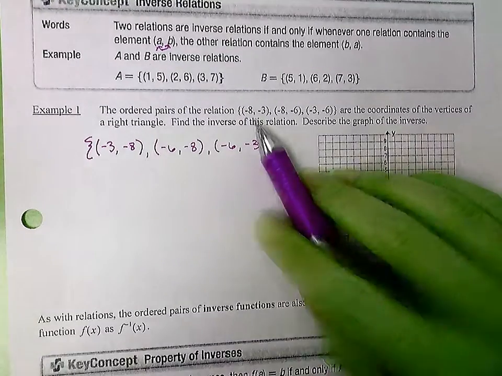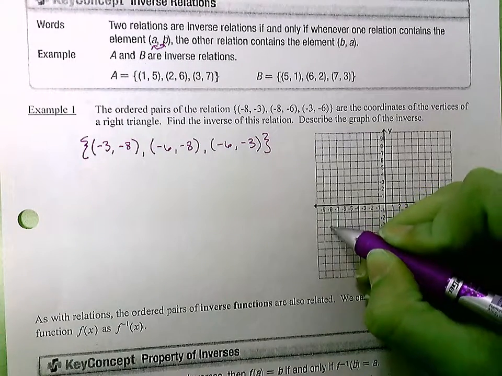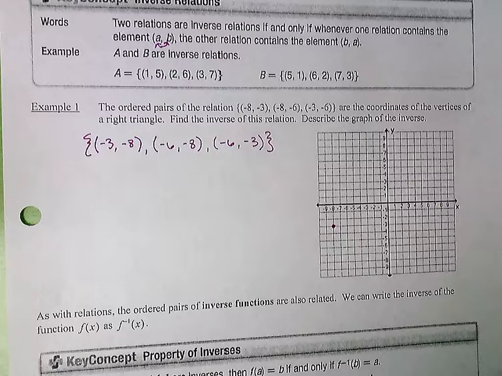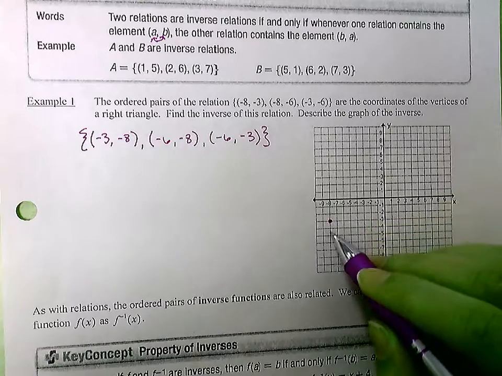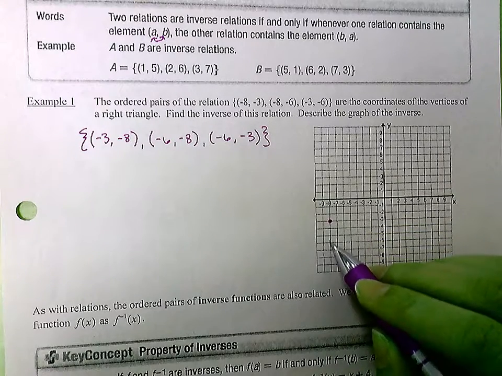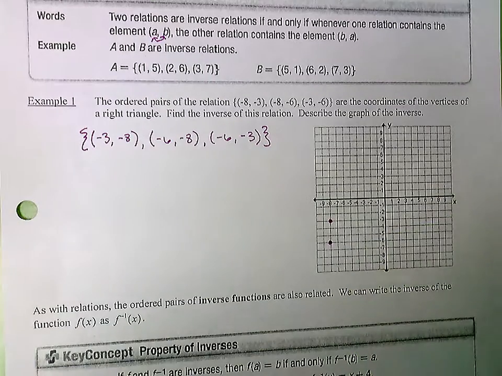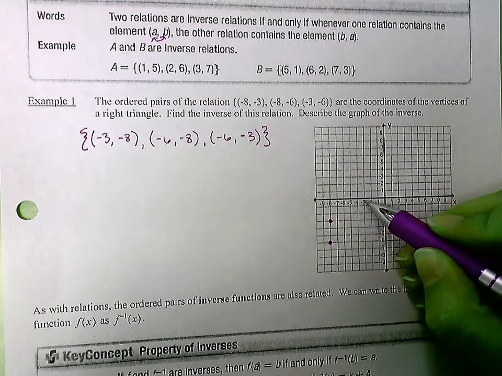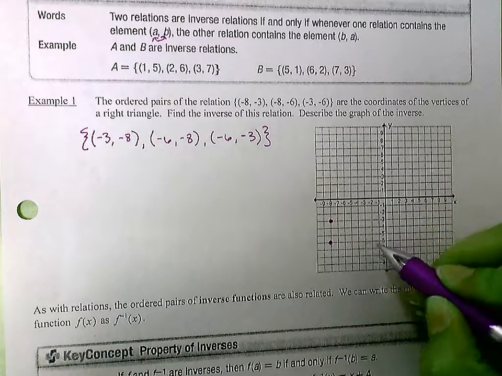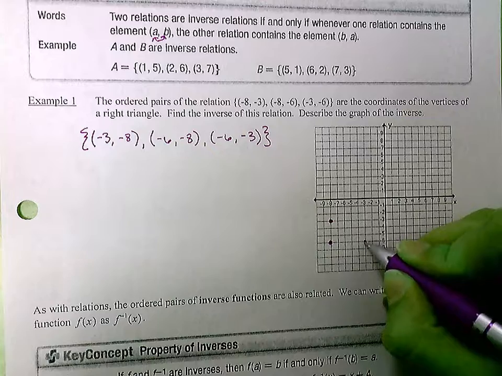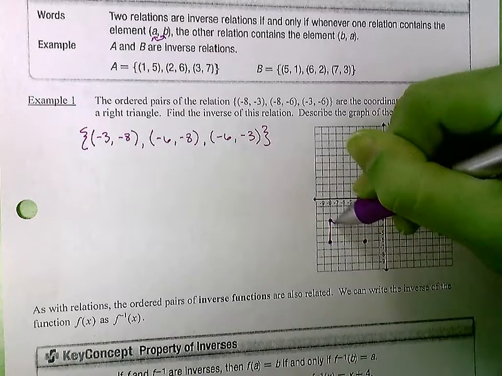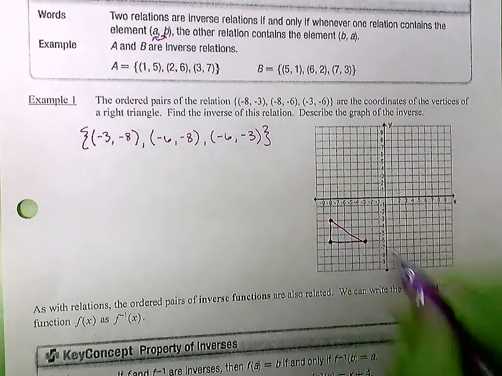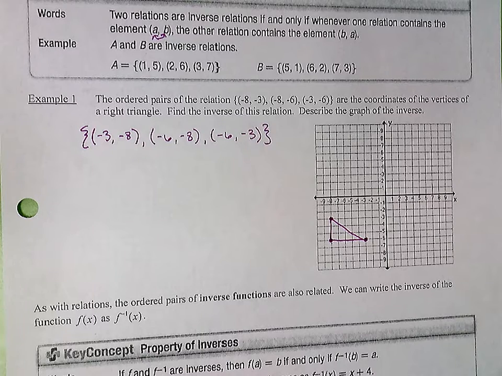So plotting the first point, there's a point right there. So it's at -8, -3. We'll go -8, -6. And then -3, -6. So that is your original triangle, right?